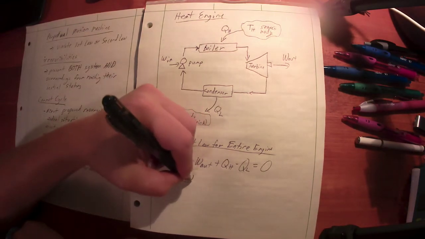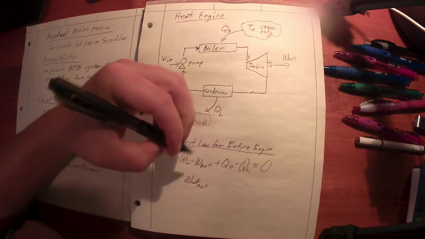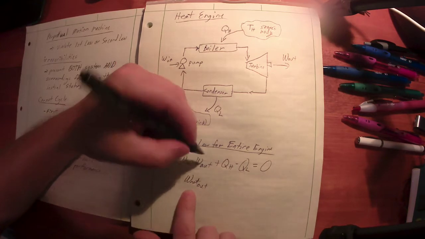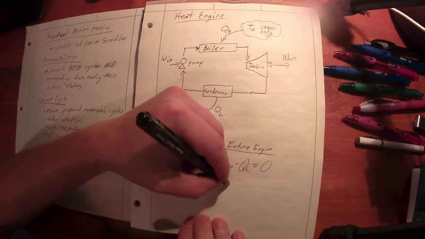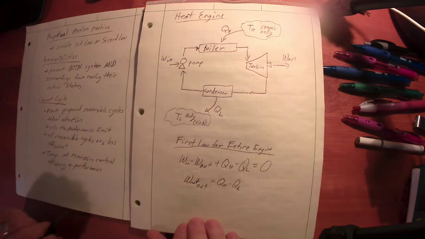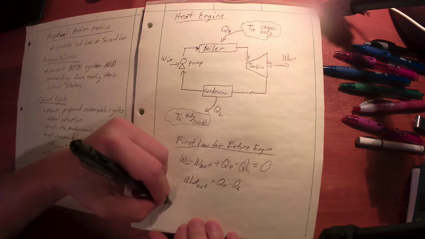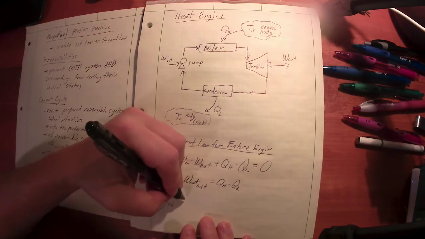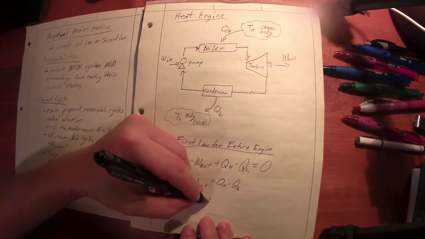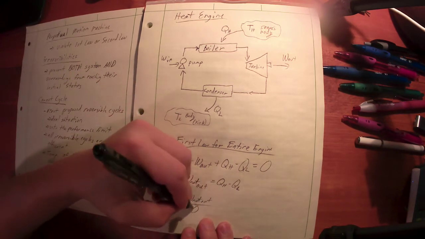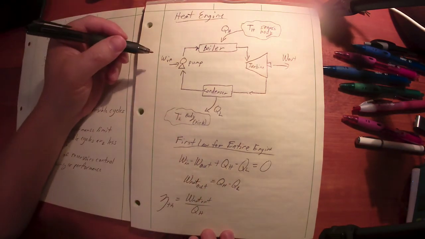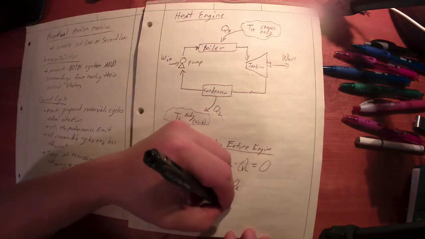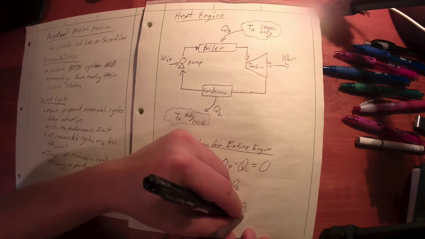So what happens? Well, I've got net work out, the difference between work out and work in. So I move this over, subtract that, and that difference ends up being QH minus QL. The efficiency, what we call the thermal efficiency for this engine, is what we want, the net work out, divided by what I have to do to get it. Well, I have to put heat in, or QH, to get it. And if I substitute this in here, this simplifies down into 1 minus QL over QH.